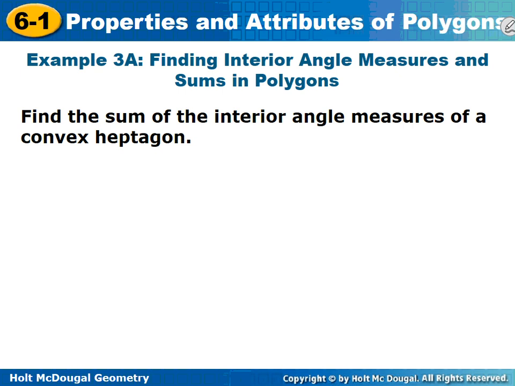So look for keywords. What are some keywords in this sentence that would tell us what to do? Sum, interior, what else? Heptagon. What is heptagon? How many sides? 7. It's convex. Anything else important? Okay, we're looking for the angle measures. So we want to find the sum of the interior angle measures in a 7-sided figure.